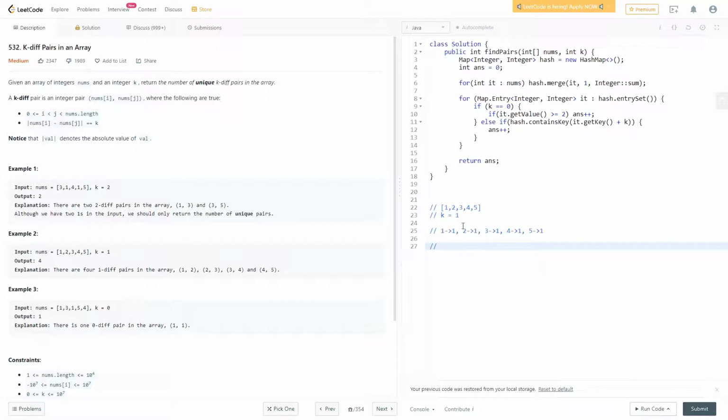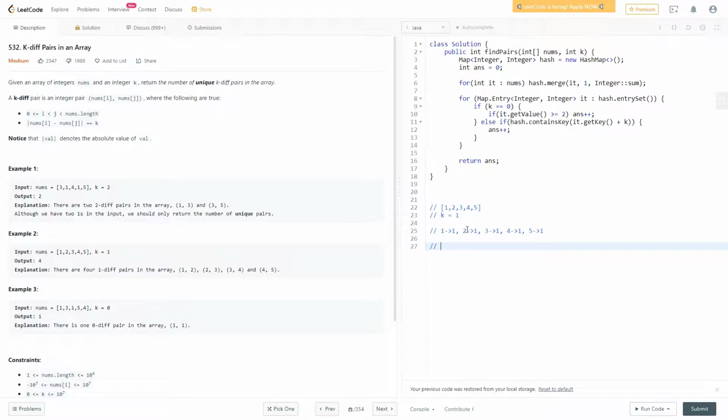So now what are the possible pairs I can make? I can make 2 minus 1 equals to 1, 3 minus 2, 4 minus 3 and 5 minus 4. There's nothing else which I can use here, right? So now if this is my hash map right now, I'm checking if k equals to 0, that will never be true. Okay, so now I'm moving here. If k is greater than 0, I'm at 1, I'm checking if I have the element that is 1 plus k, that is 1 plus 1 equals to 2. So I do have one element, so I increment the counter by 1. Okay, so I have 1 in my answer.